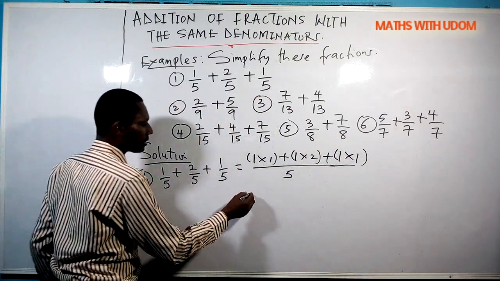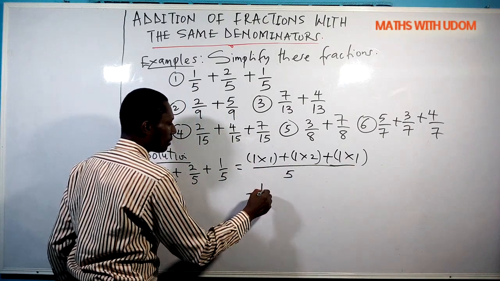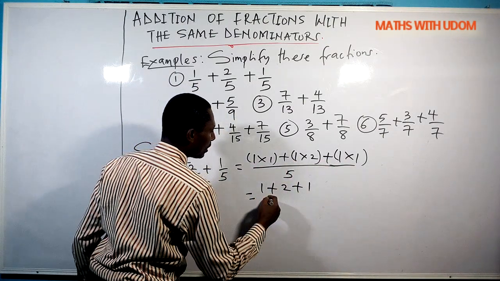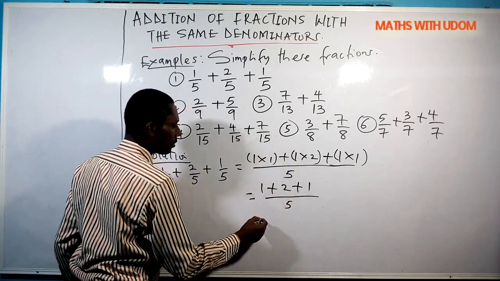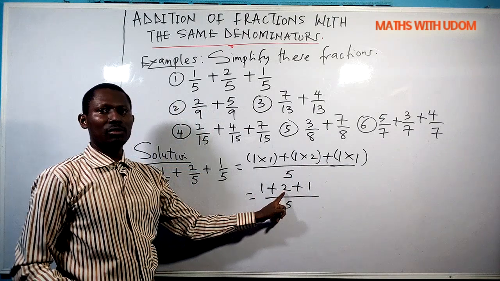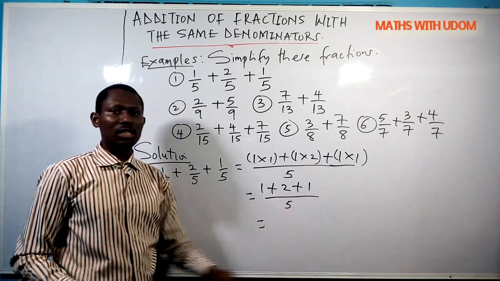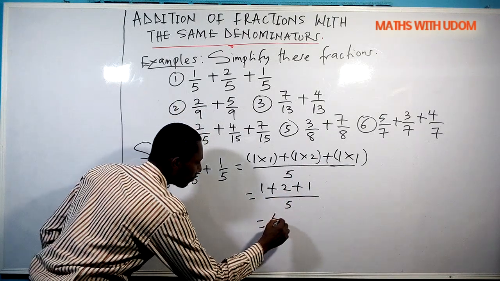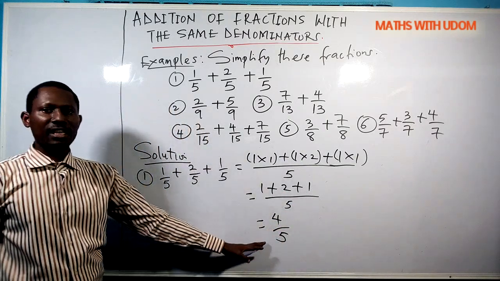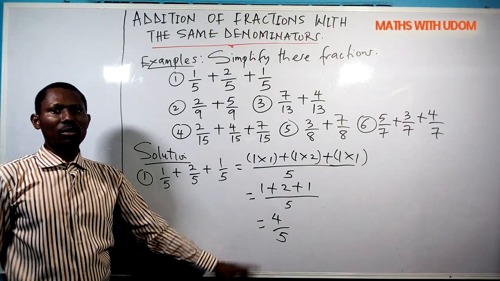Now, what do we do next? So 1 times 1 is 1, plus 1 times 2 is 2, plus 1 times 1 is 1. Everything divided by 5. So let's add all the numerators together. 1 plus 2 is 3. 3 plus 1 is 4. So our answer is 4 divided by 5. Okay?